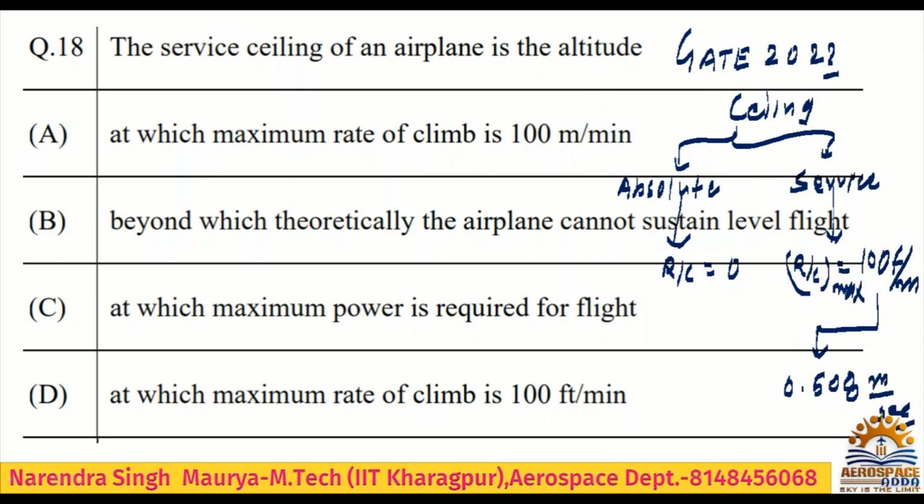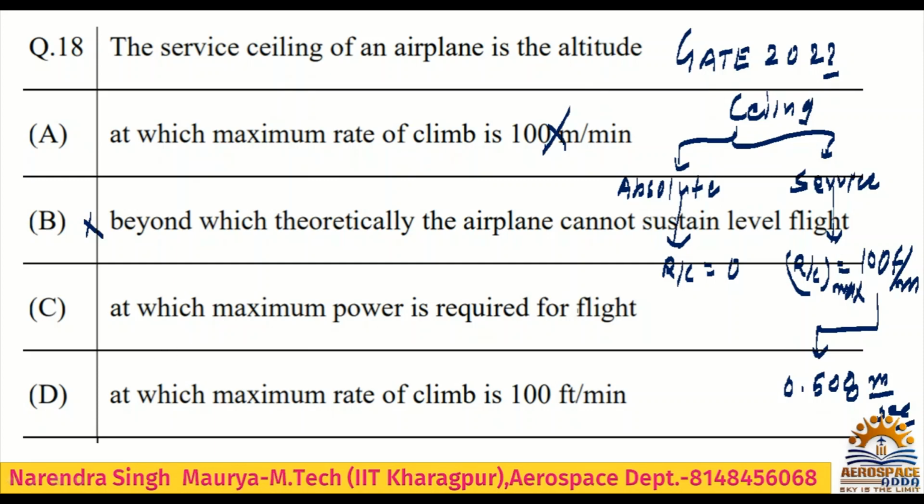All right. Now we'll go for the options. At which maximum rate of climb is 100 meter per minute, which is wrong. Beyond which theoretically the airplane cannot sustain level flight. No, this information is given for the absolute ceiling, because at absolute ceiling, this is the one altitude where the rate of climb becomes 0. So at absolute ceiling, beyond that altitude, the airplane cannot sustain level flight. That is correct, but here the question is for the service ceiling. So this option B will also be wrong.